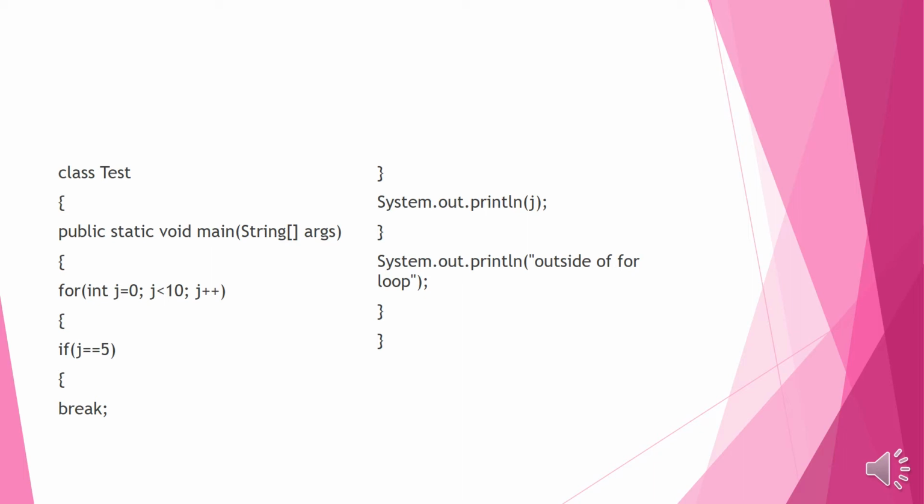Whenever the value is 5, it will break and come out of the loop after printing the j values, and it will print a statement outside of the for loop just for informing. So this is the output: 0, 1, 2, 3 and 4, and when the j value comes to 5, it comes out of the loop and indicates that it is outside of the for loop.